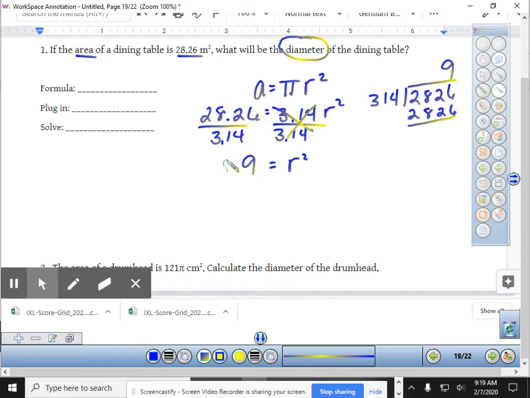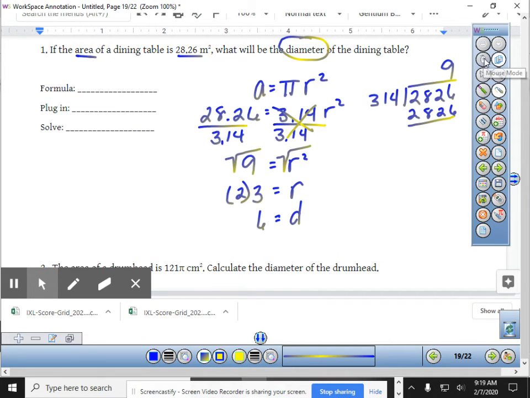Now what do we do? And what is the square root? 3. What is the diameter? 6. You have to multiply it times what? 2. Everybody good? Everybody got it written?